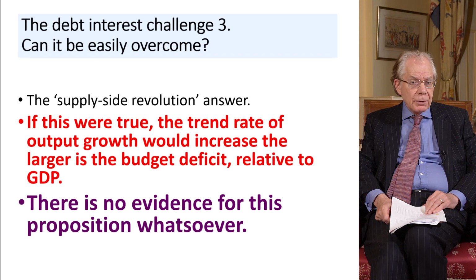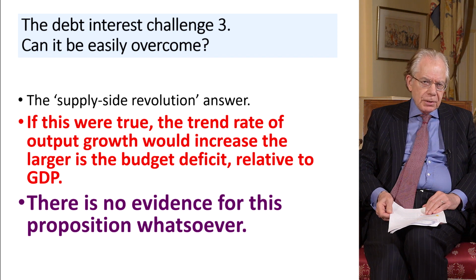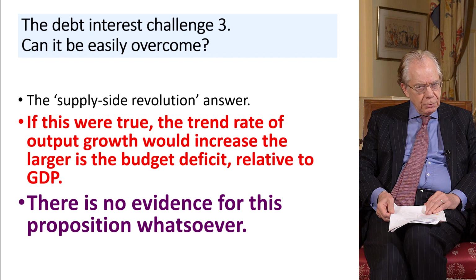I'm afraid there's no evidence for it. If it were true, what it would mean is that the larger the budget deficit a country runs, the higher the trend growth rate of output. If this were true, there would never be any economic problem. It isn't true. It's nonsense.